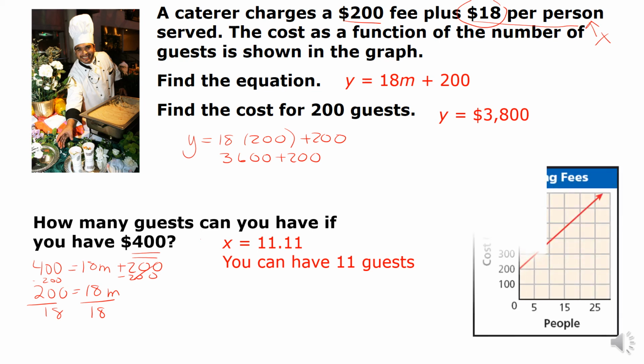And here's the graph that goes with that. Okay? There you go. So if we look at the graph, if we have $400, go down here, right there, and it's around 11. Okay? And if you had the 200 guests, that's off the chart, so we can't check that answer on the graph. That's why we want an equation, because we can't always use the graph to check.